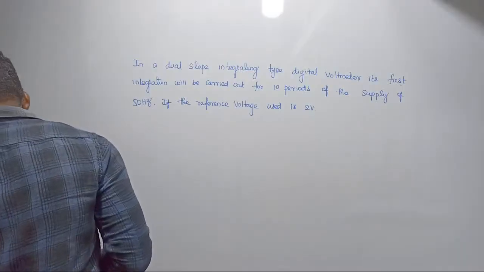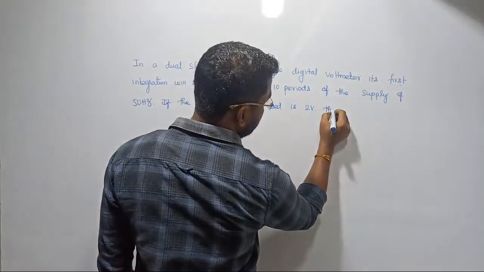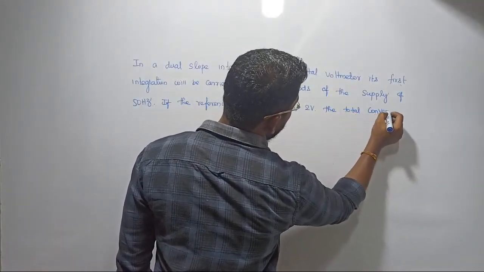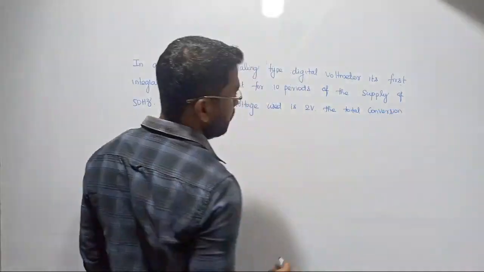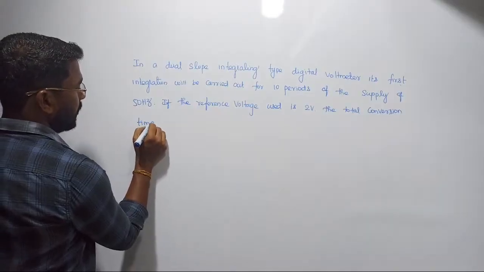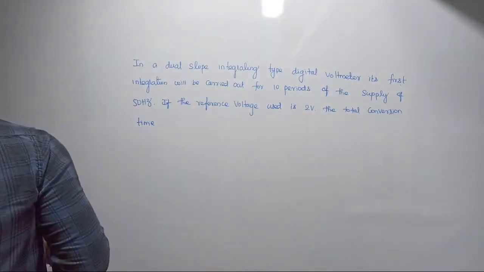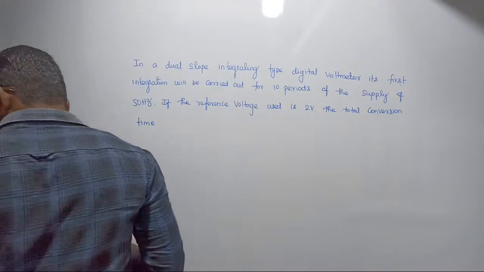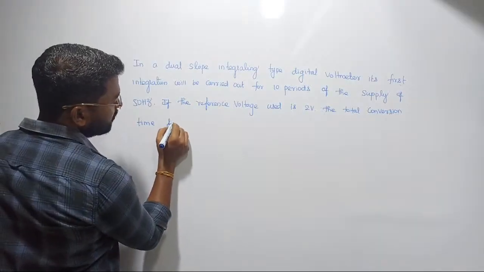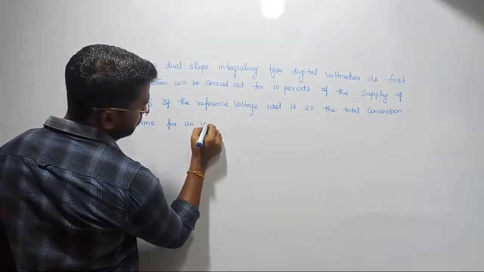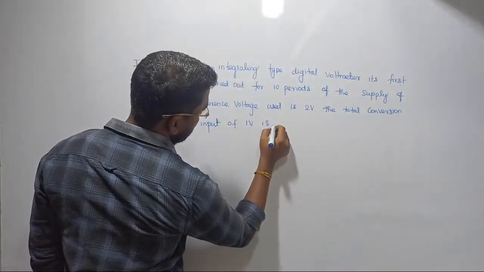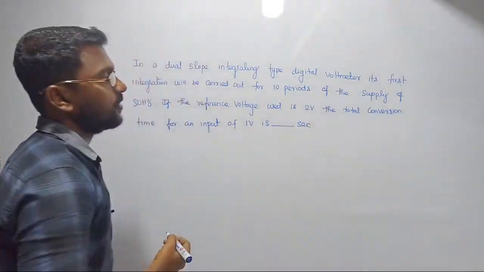The total conversion time for the input voltage is the total conversion time. They are not asking for the maximum conversion time. You are requested to find out the total conversion time required for an input voltage of 1 volt, which is dash seconds. That is the question.